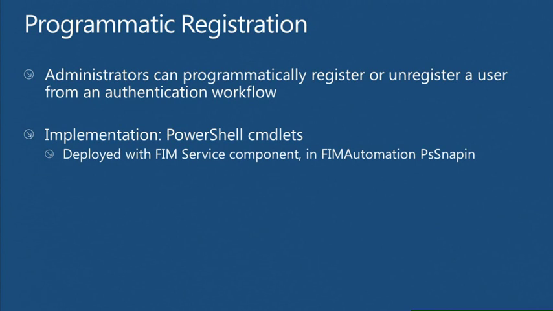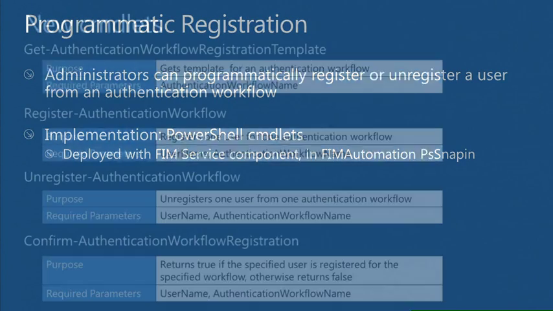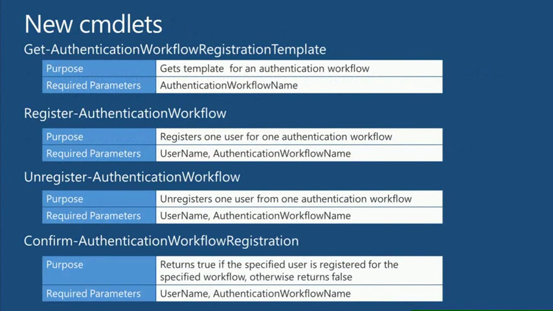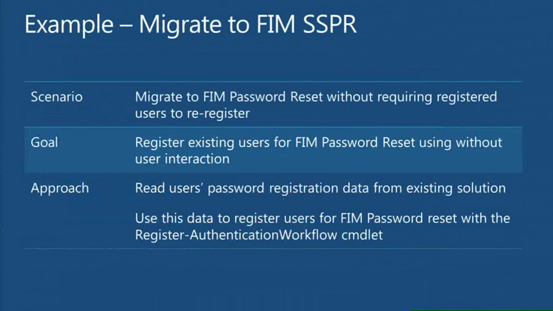So in the FIM automation snap-in, we've got some new cmdlets. One that says, for a workflow, what are the different gates involved? What we call a template that just says what we need to provide for a different gate. For a Q&A gate, it's the answers. For the OTP, it's the email address or an SMS number. And then given that, we can register and unregister and test to see if a user's registered or not. So these are kind of basic building block cmdlets. We've got a couple of scenarios that are documented on TechNet for how to use them.